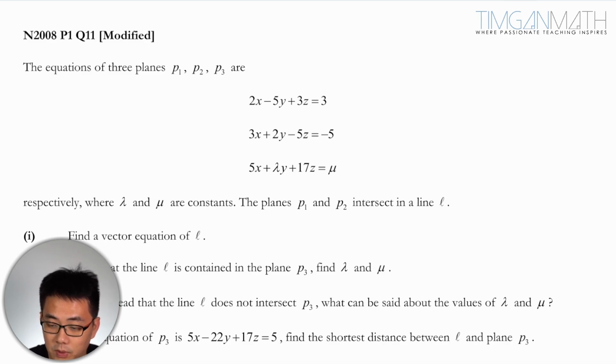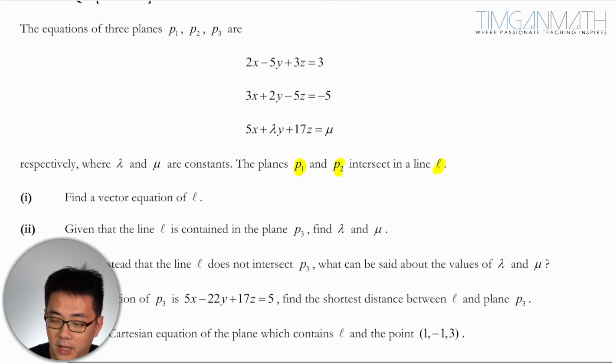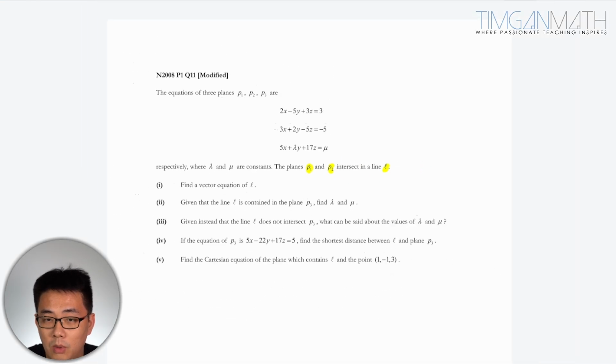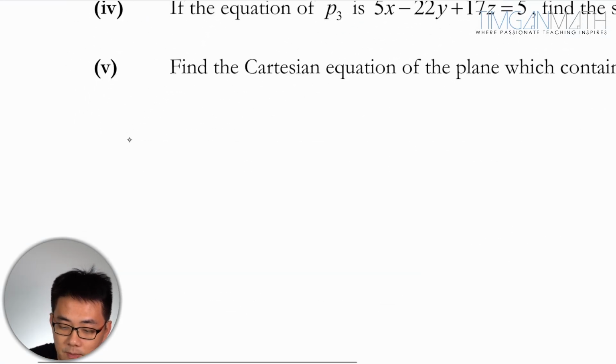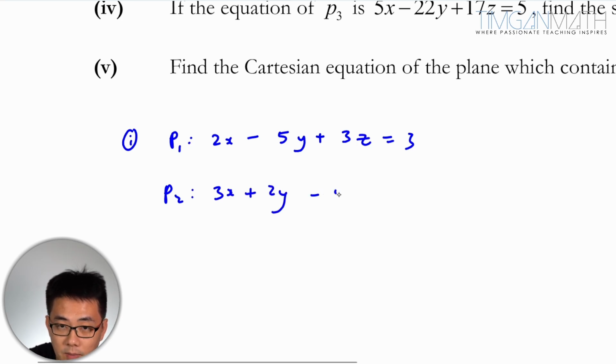The planes P1 and P2 intersect at the line here. So you take P1 and P2 intersecting, and find the vector line equation L. I think that is pretty okay. What we could do is actually just use the GC. Just list down the planes: plane 1 is 2x minus 5y plus 3z equals 3, and P2 is 3x plus 2y minus 5z equals minus 5.